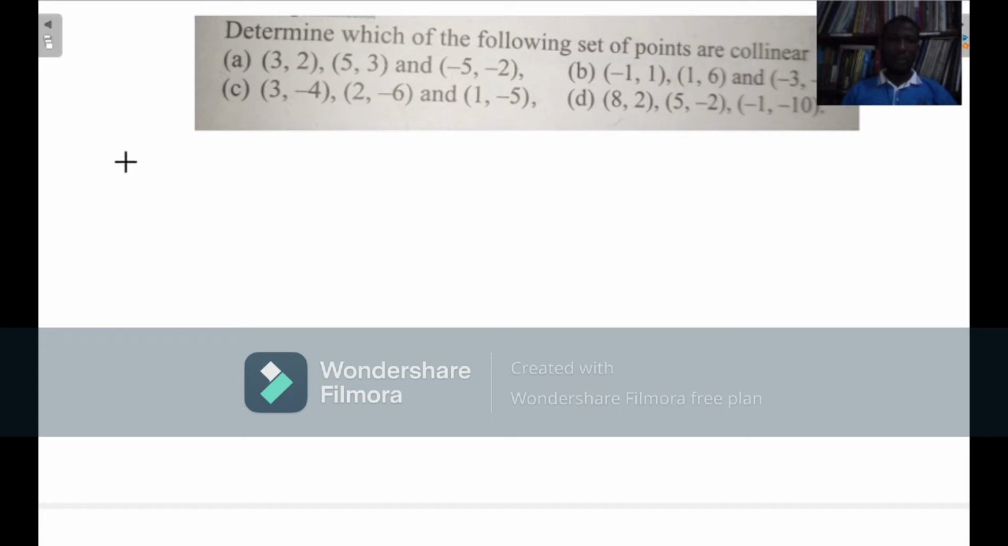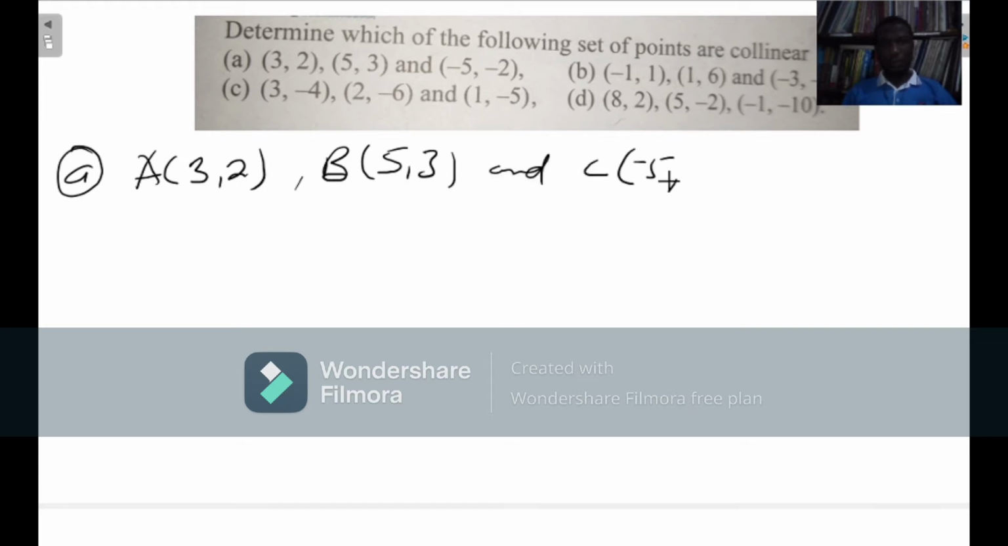we rename the points. Alright, so we have renamed the points A, B, and C. And then we will conclude that if these 3 points are collinear, it means that the gradient of AB will be the same as the gradient of BC. So that is just what we are going to do. We are going to find the gradient of AB.